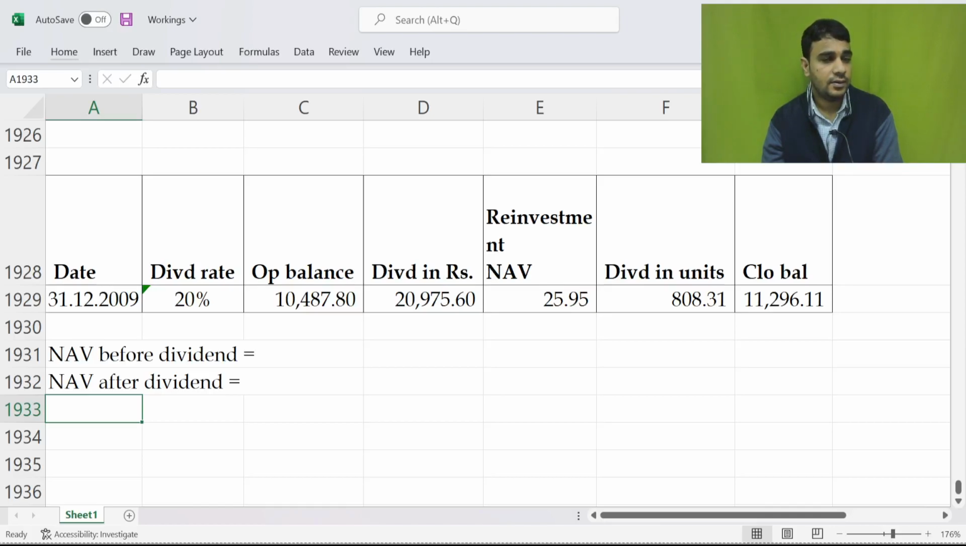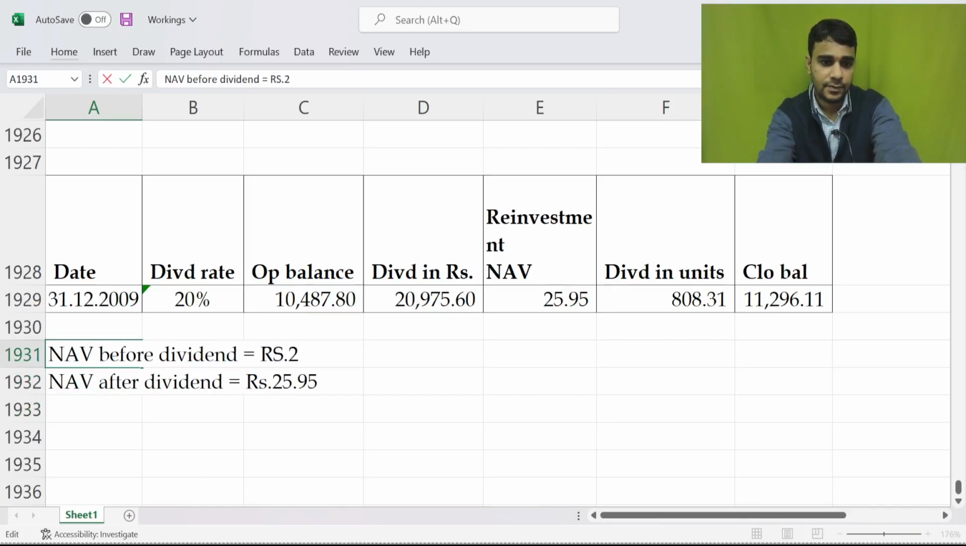20. I'm hearing 20. After that, I'm not hearing anything. So is it 27.95, 25.95, 23.95? What is the answer you want to give? First, this 25.95, is it before or after dividend? This is after dividend. Before dividend will be extra 2 rupees.